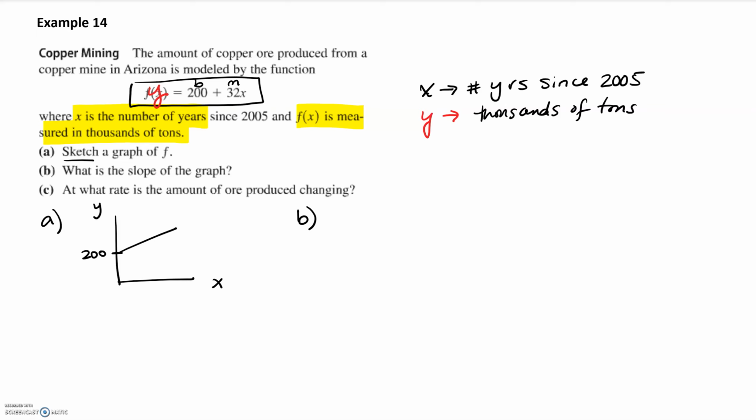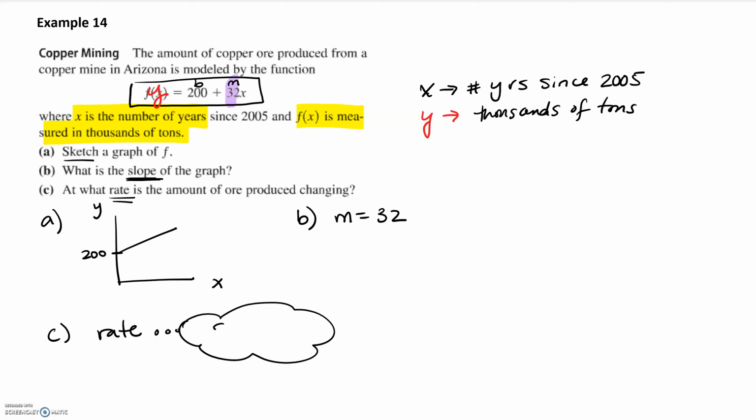Part B, we already answered that question. What is the slope of the graph? Well, that's the m value right here that we pulled out. So the slope is 32. And part C says, at what rate is the amount of ore produced changing? Whenever you're asked for a rate, in your head you should think they're asking me for the slope. So a rate or rate of change, we'll talk about it that way later also, simply means what is the slope.